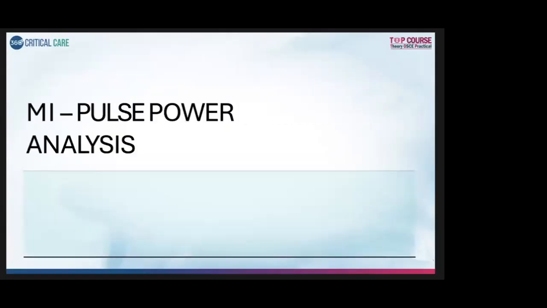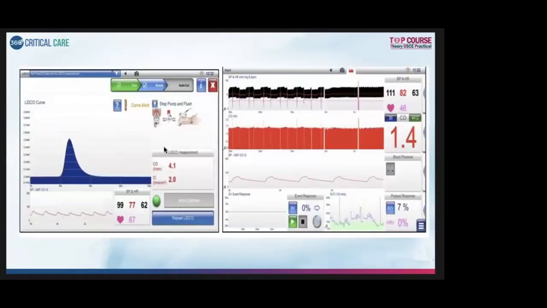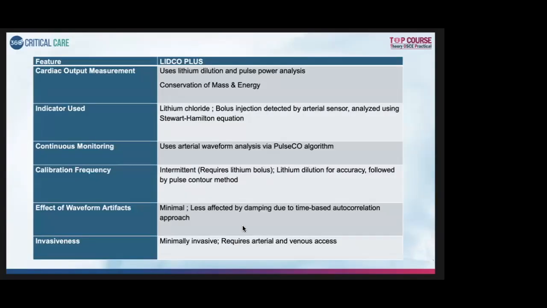Coming on to pulse power analysis, that is LiDCO plus or LiDCO TM. So this is the picture of the LiDCO monitor, where you can see it uses lithium as the dye dilution technique to calibrate the system. So it uses lithium dilution for intermittent cardiac output calibration and pulse power analysis for the continuous cardiac output monitoring. It functions using the mechanism of conservation of mass and energy. And similarly, when you give lithium, there will be a dilution curve which will be formed, and using the Stewart-Hamilton equation, the cardiac output value will be calculated. And for continuous waveform cardiac output monitoring, it uses the pulse power analysis.